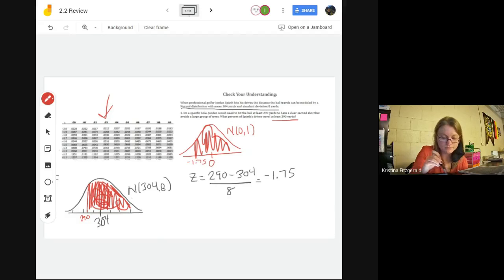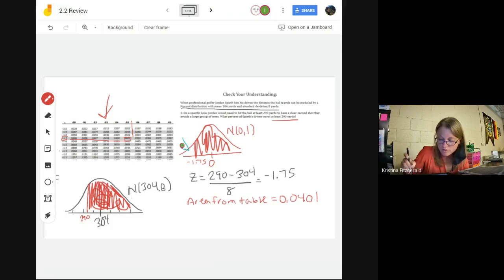Then I need to look that up. On my chart, I'm going to go to negative 1.7, and then over to the 0.05 column, and get my area, which is 0.0401. So the area from the table equals 0.0401.